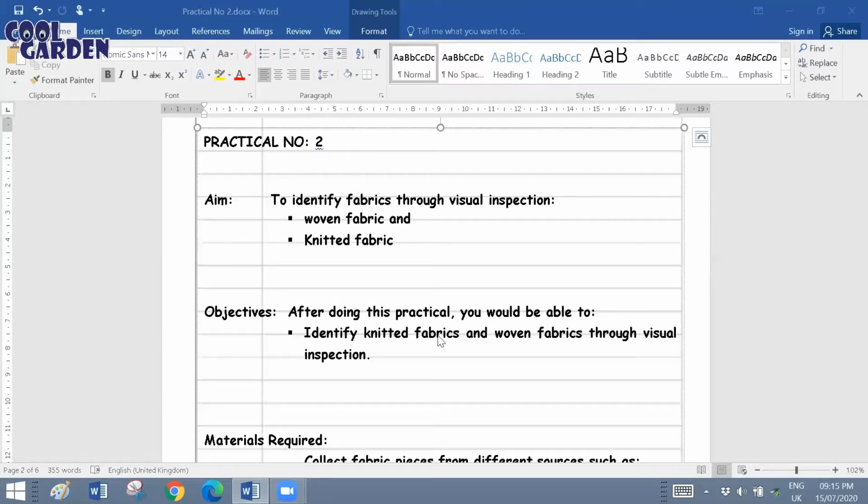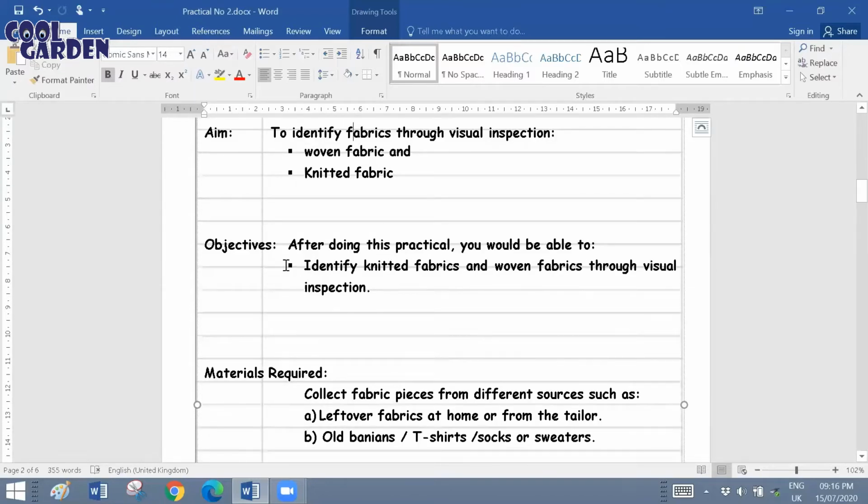Now what are the objectives? The objective is what you will be gaining after you complete this practical. After you finish this practical exercise, you will be able to identify what a knitted fabric is and what a woven fabric is. So visually, if you get some fabric of any of these categories, you will easily identify which one is woven and which one is knitted. So you write down the objective, that is identifying knitted fabric and woven fabric through visual inspection.